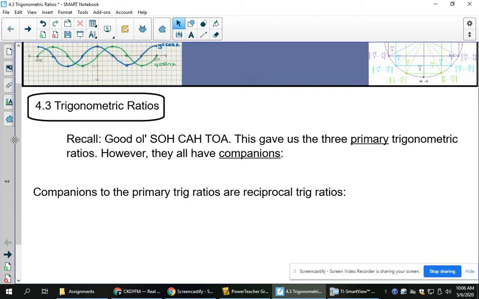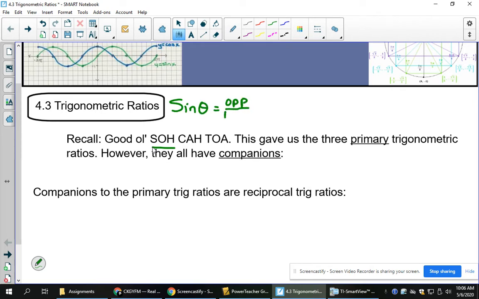Basically what it's telling you in the SO is that sine of any angle is opposite over hypotenuse. Cosine is going to be adjacent over hypotenuse. And tan theta is opposite over adjacent.